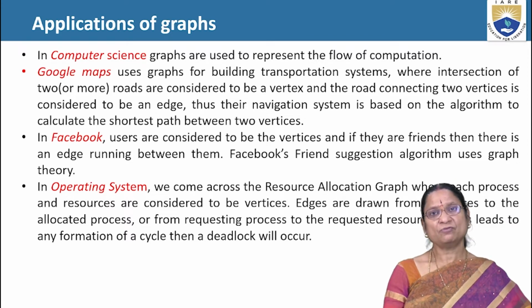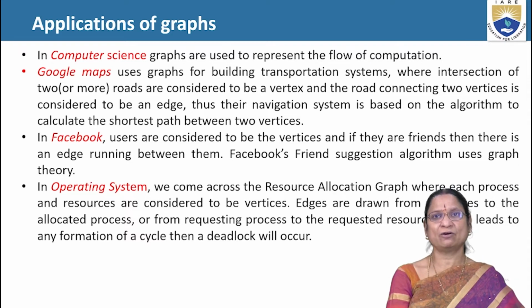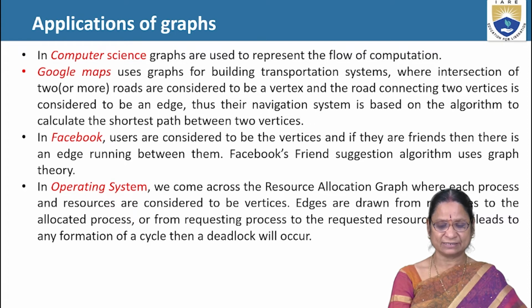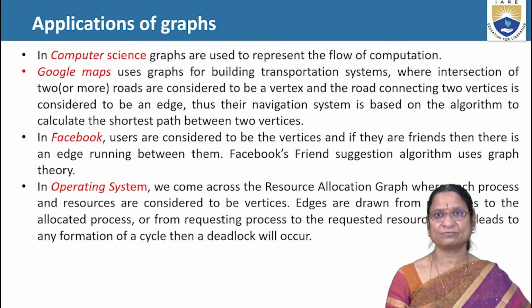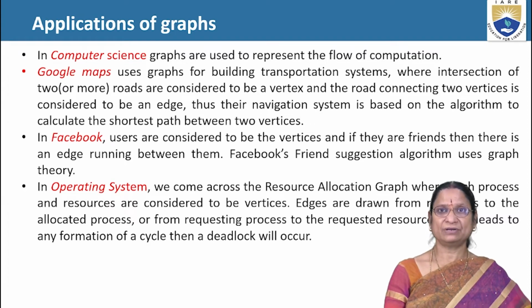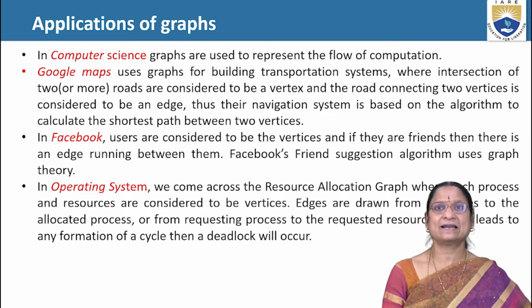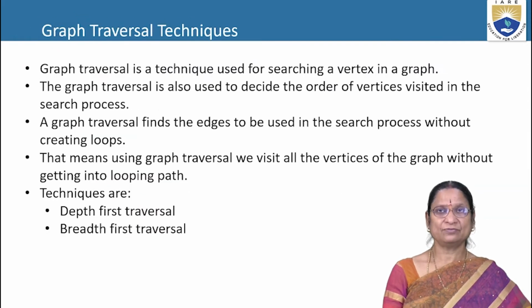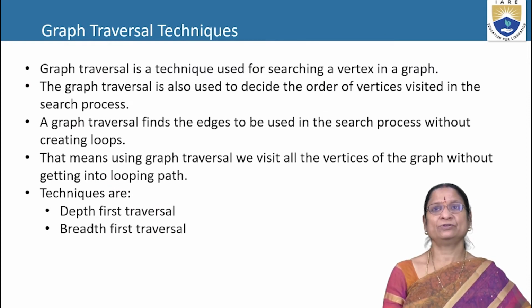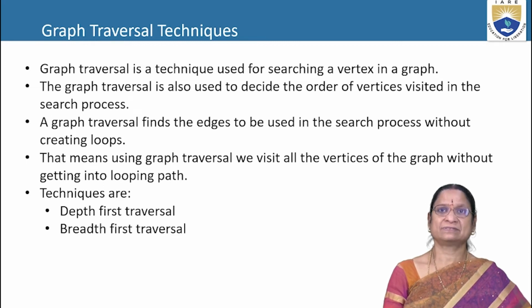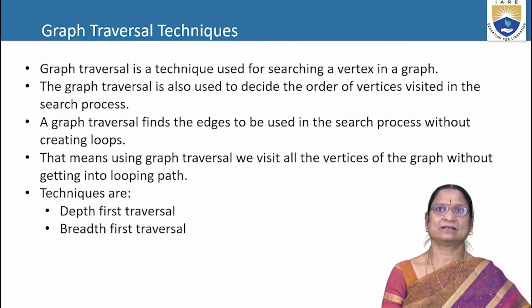So if any formation of such a cycle is there in the operating system between resources and vertices, if you are going to consider a resource allocation graph, and if the graph consists of cycles, it is under deadlock condition. Like that, various graphs are there for us. Now we will enter into the actual purpose of the graphs: traversal.